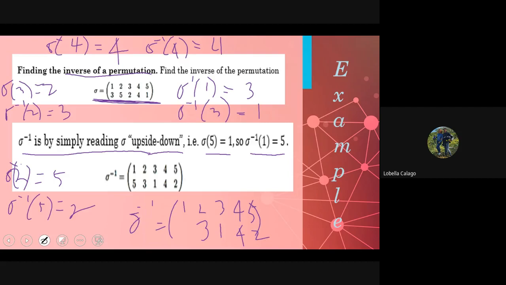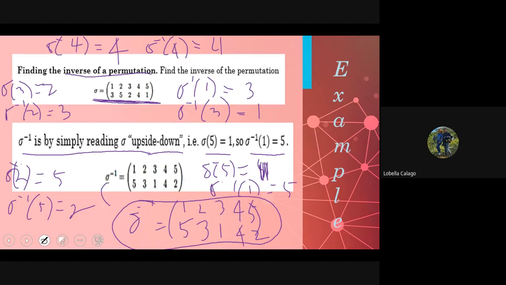And the last one, omega of 5 is 1. So, the inverse of 1 is 5. So, ilalagay natin dito si 1 na 5. Oh, nakuha na po natin si inverse. O, ganun lang po yung pagkuha ng inverse, ha. Okay? So, ganyan lang po siya.